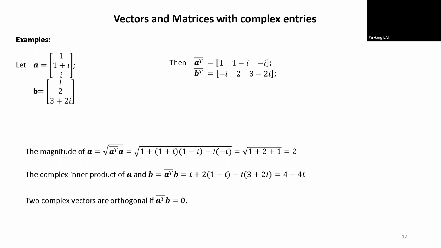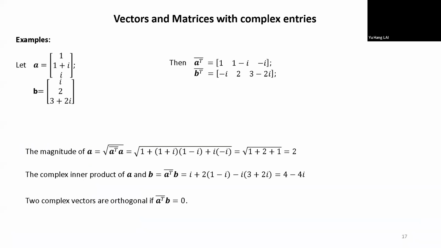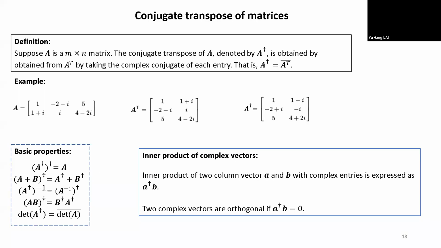So I'll just call this orthogonal. Okay, I won't call this perpendicular. So then we know what a complex vector is. What about a complex matrix? A complex matrix, again, is nothing but a matrix where I allow the entries to be complex numbers. So that's a complex matrix.